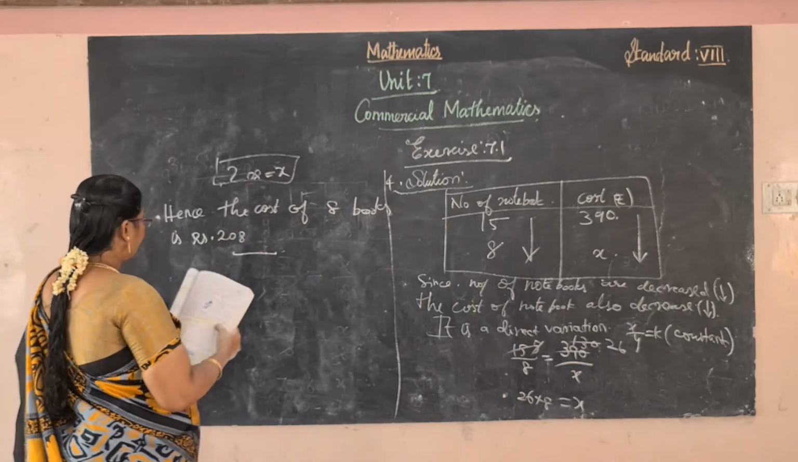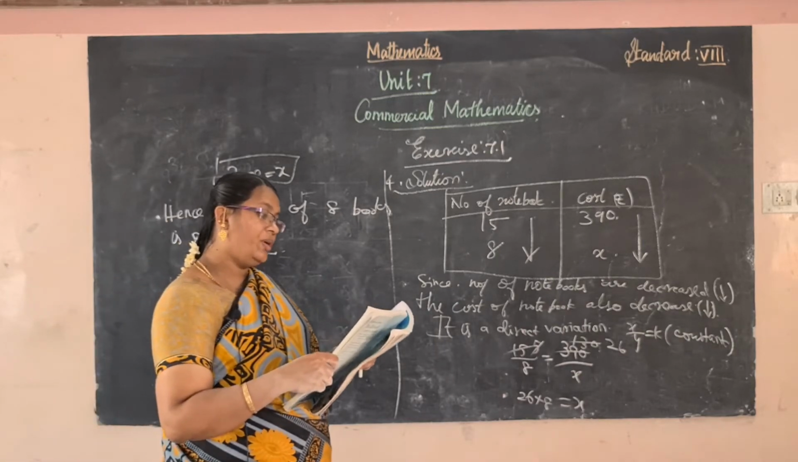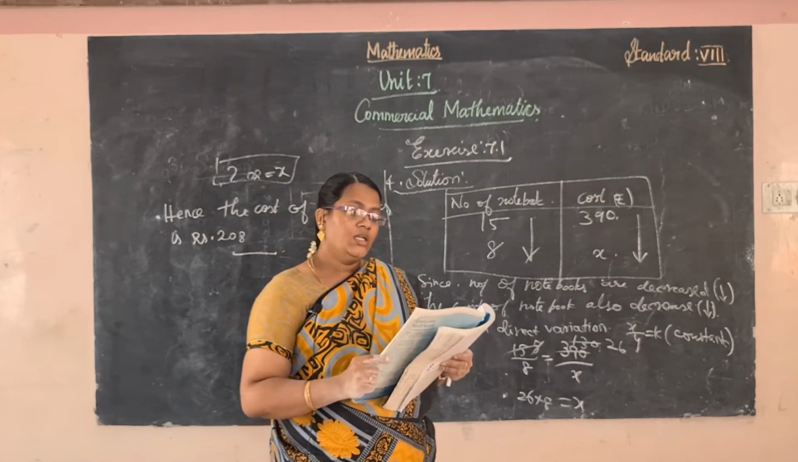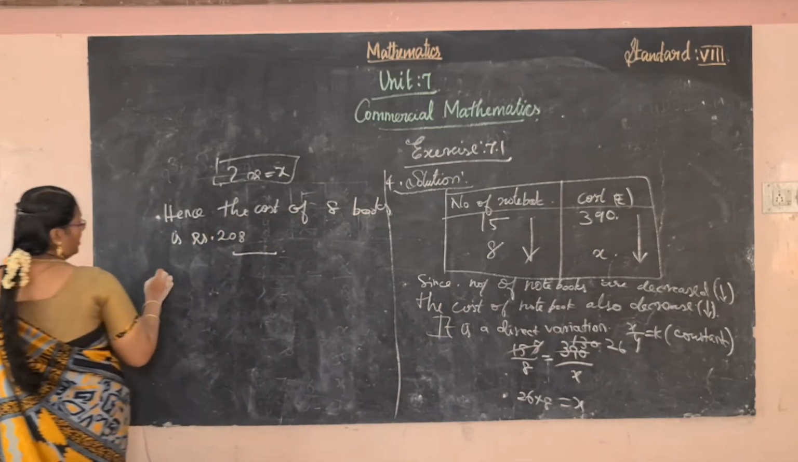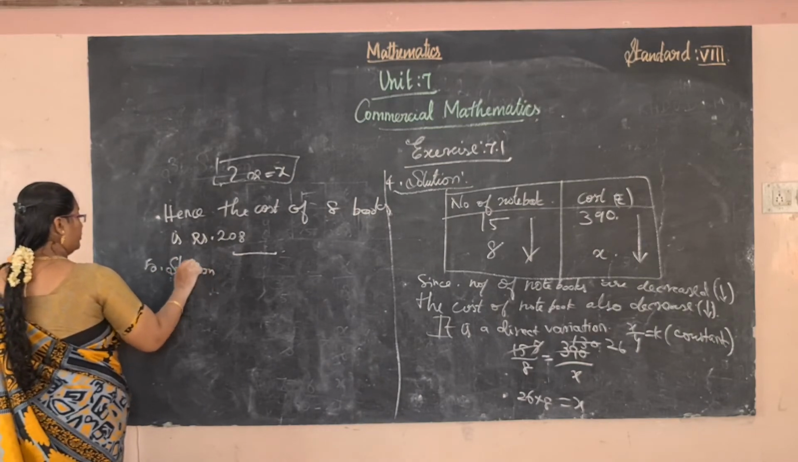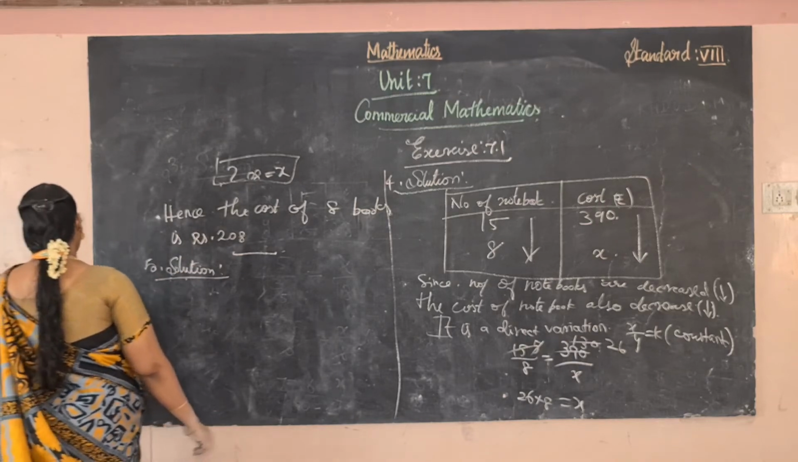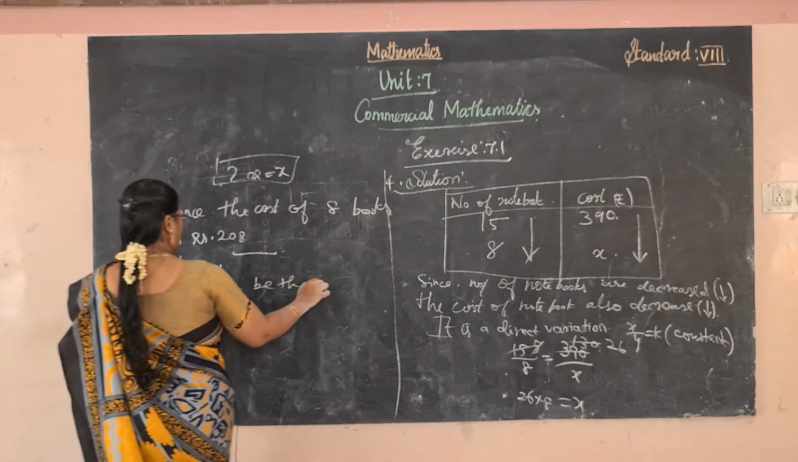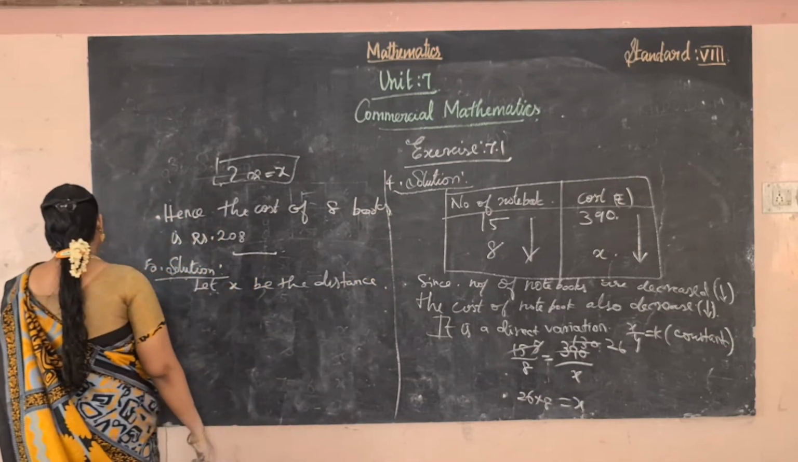And next one, the fifth problem. A bus travels at the speed of 54 km per hour. Find the distance it will cover in 10 minutes. So let x be the distance in 10 minutes.